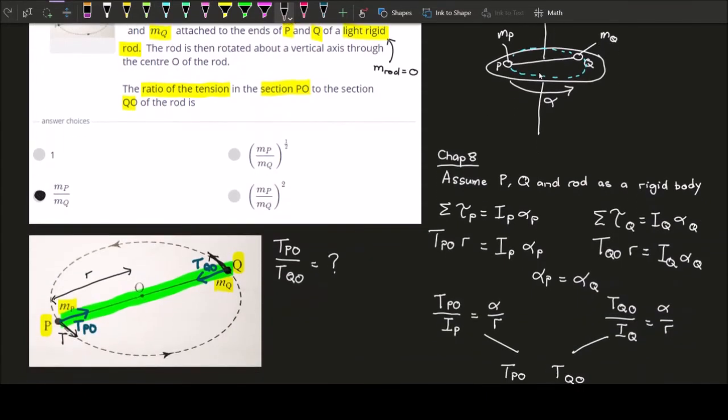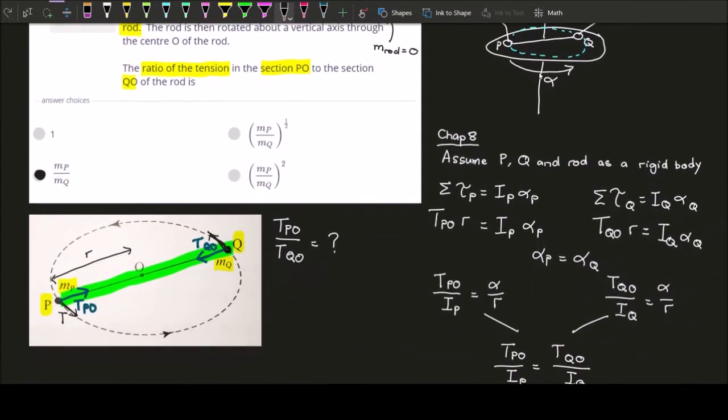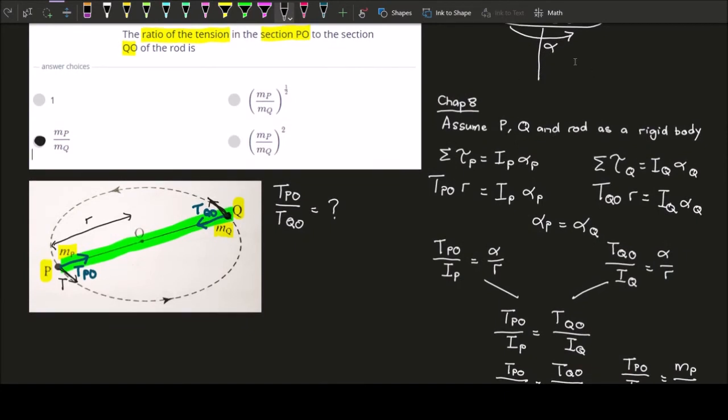Okay, there's another way of thinking about it. You can think about it in terms of chapter 6. If mass P is undergoing circular motion and mass Q is undergoing circular motion as well, if both of them are undergoing uniform circular motion, then both of them will have centripetal force pointing towards the center. And we can assume the tension to be the net force pointing towards the center of the circle.